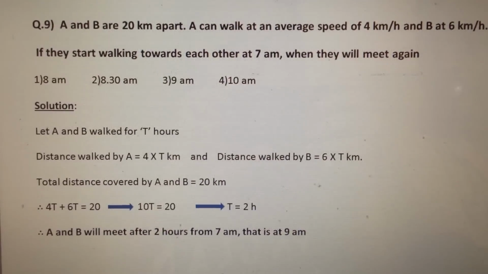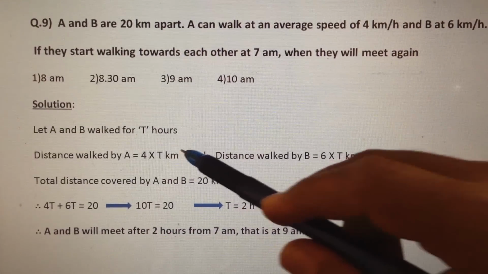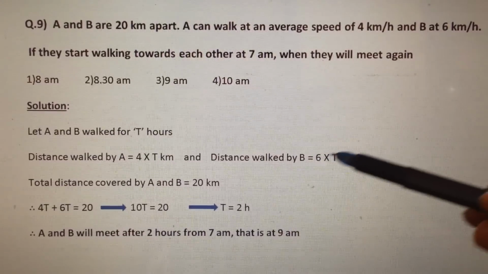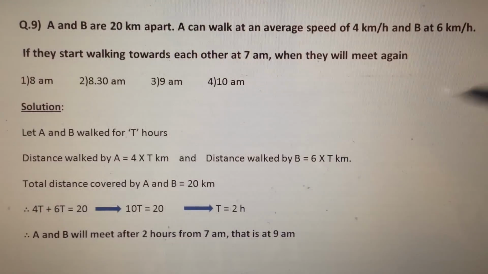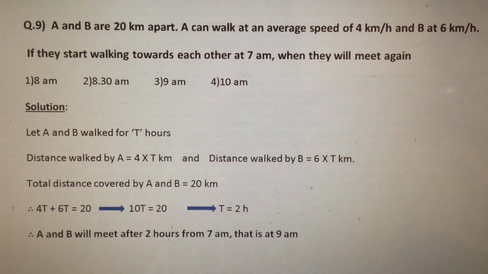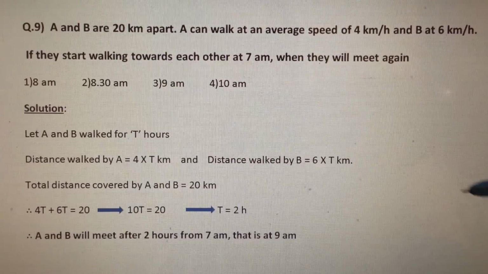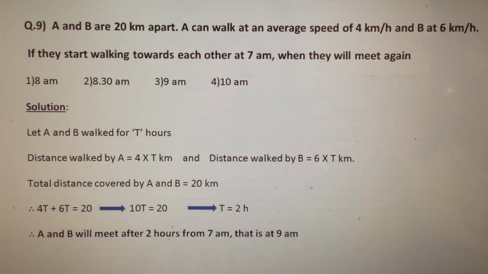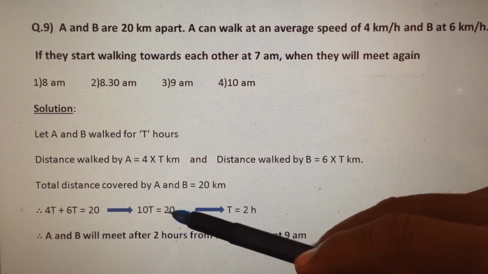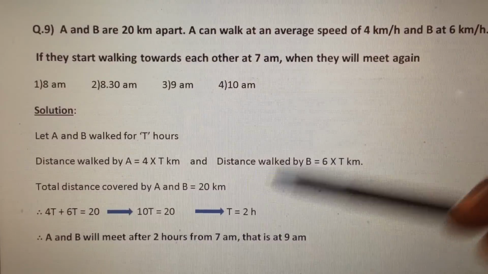So the distance walked by A is given by the speed into time, which is 4 into t, 4t kilometers. Similarly, distance walked by B is equal to 6 into t, which is 6t kilometers. Now as they are walking in the opposite direction, total distance covered by A and B is equal to 20 kilometers. Therefore, we can equate these two. 4t plus 6t is equal to 20 and 10t is equal to 20. This implies t is equal to 2 hours.